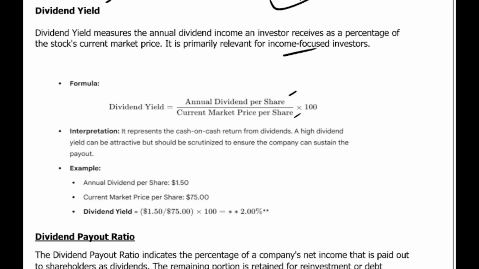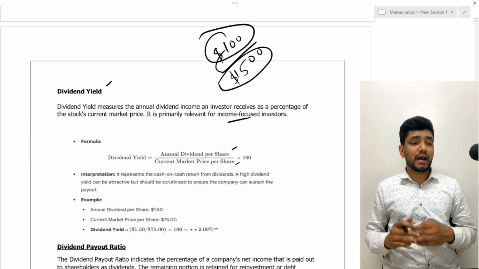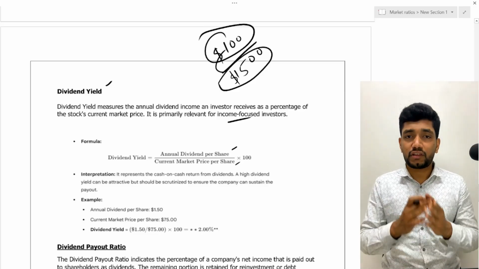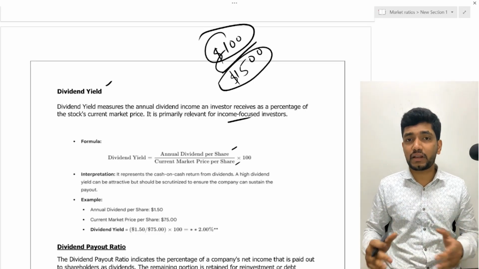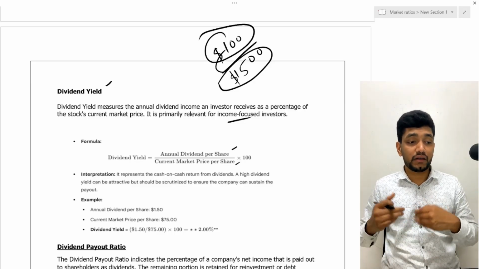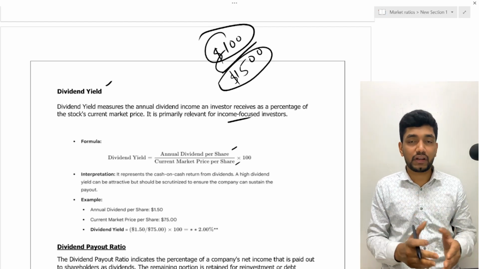Again, it represents the cash or non-cash return from dividend. A high dividend yield can be attractive but should be scrutinized to ensure the company can sustain the payout. Normally, a high dividend yield can be attractive, but how long the company can sustain the same dividend yield is another question. So before making an investment decision, investors will always look into the sustainability of the dividend also.